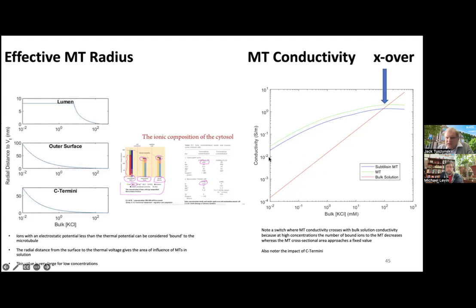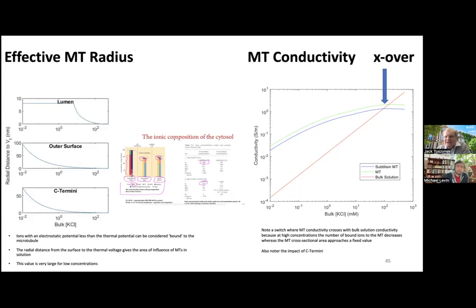In green, you have microtubules. Conductivity of microtubules, or around microtubules, I should say, as a function of bulk concentration. So at low concentration, they are much more conductive than the medium. You can see here it's actually 100 times or more, a few hundred times more conductive. But then there's a crossover point at about 100 millimolar, which is close to physiological.